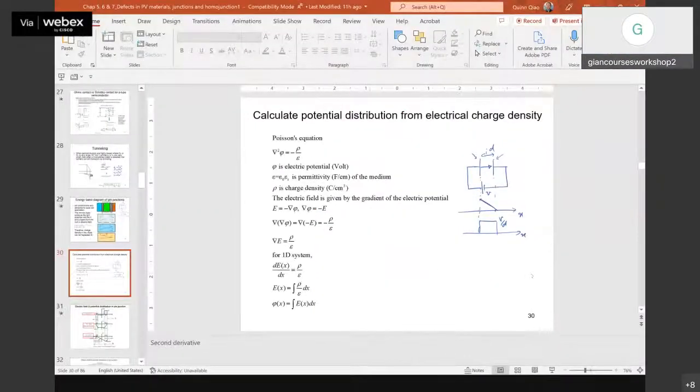The question is from Mr. Shahjahan, and he's asking under what conditions the defect states affect the energy band diagram. And in another one, he's asking, do defect states always carry charge?